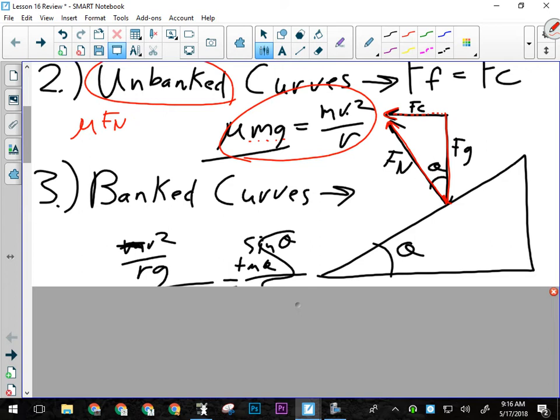All right, we also talked about in class how the reason for building banked curves is not to be able to negotiate them faster, but to be able to guarantee what?